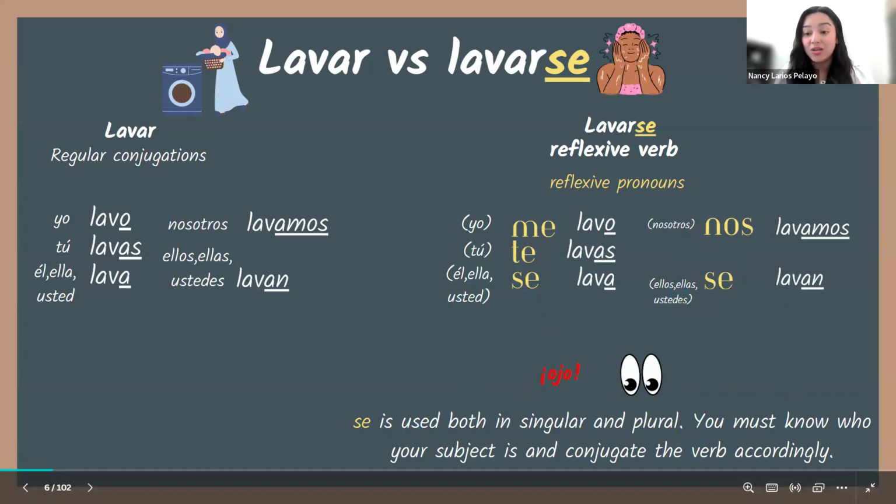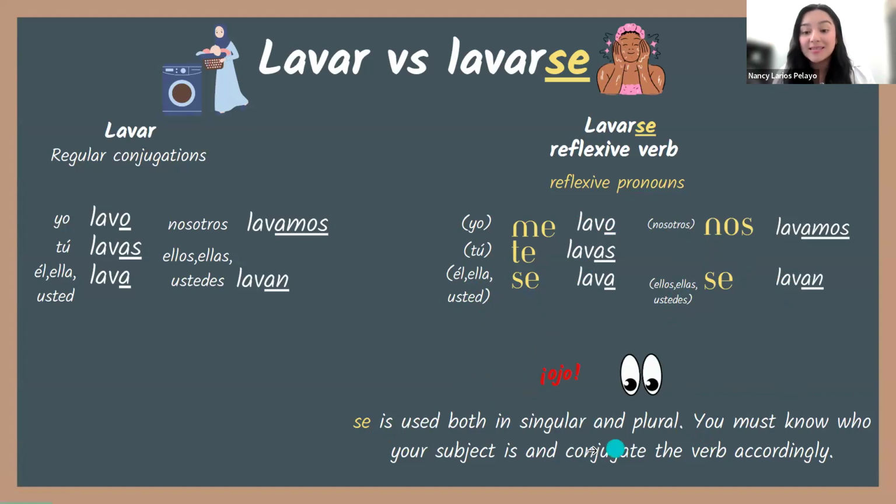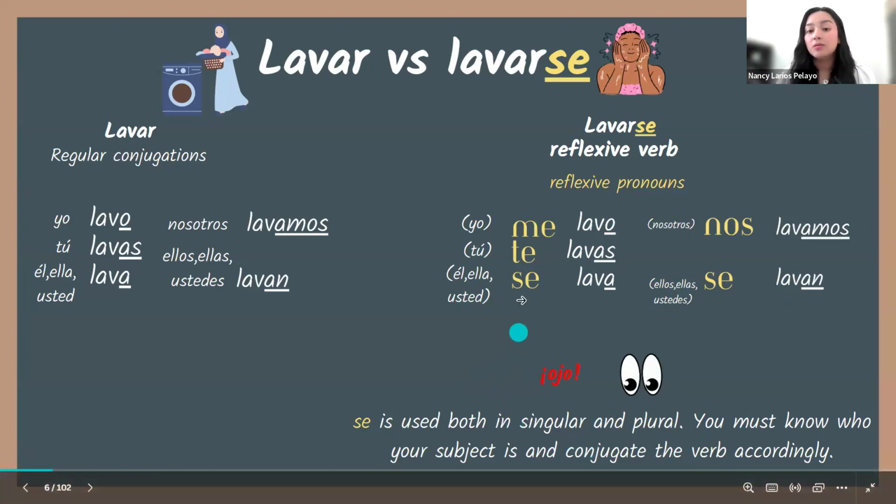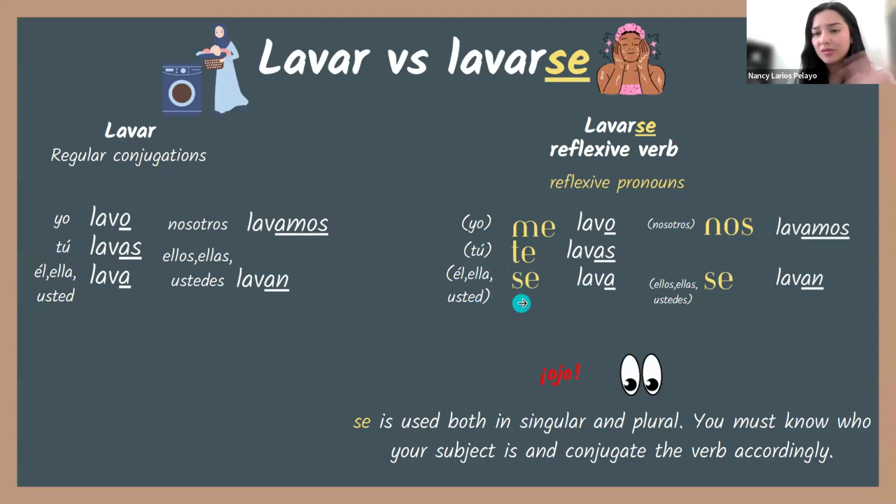The key thing here is that you must know who your subject is in order to conjugate the verb accordingly. So let's say we have él, ella, usted, right? We're going to use se, right? But because it's a single person, like that third person, right? Not me, not you, but that person over there, right? Él or ella se lava, right? We have the verb here, lava. We conjugate lavar with él, ella, usted. If I'm talking about a group of people, more than one, right? I'm still going to use the same reflexive pronoun se, but the verb is going to be conjugated differently. The an tells us we're talking about the group, right? More than one person. So you have to be careful with that.